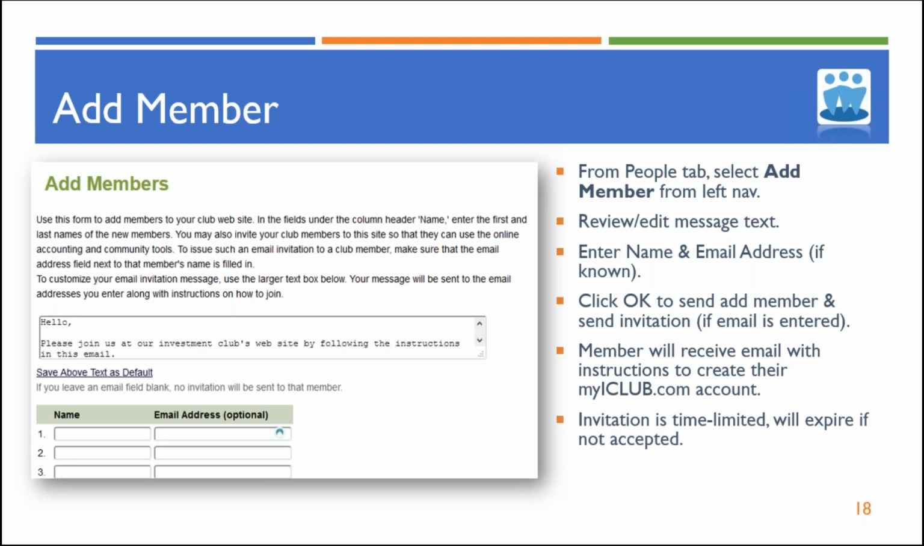There's an option to save the text as a default. So if you come up with a perfect welcome message, you can save that as the default, and it will be sent in the future with all the invitations that go out. So once you've entered the name and the email address here, you scroll to the bottom, you click OK, the invitation gets emailed to the member, and they now have instructions to click on a specific link that will take them back to the My iClub website on a page where they will create a username and establish their own password in order to access the website.